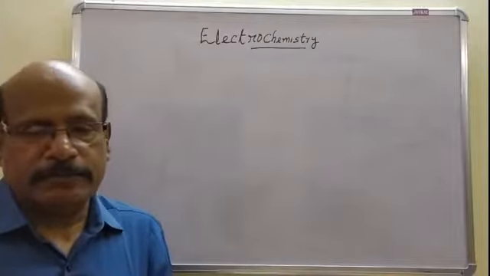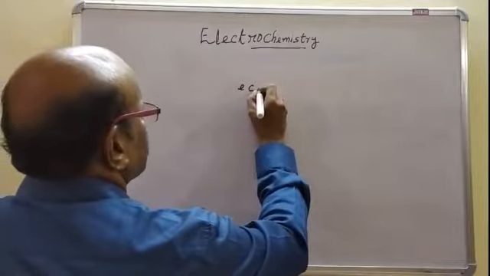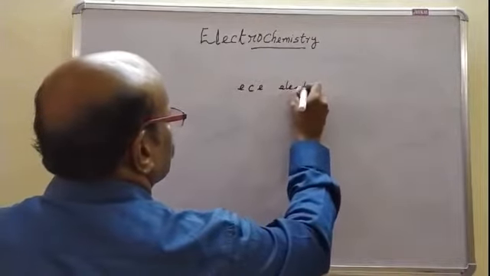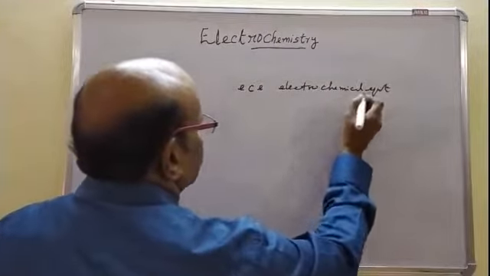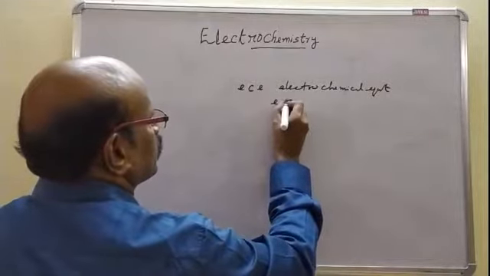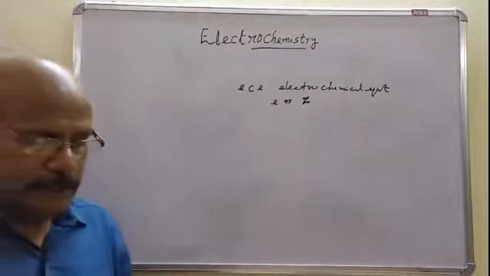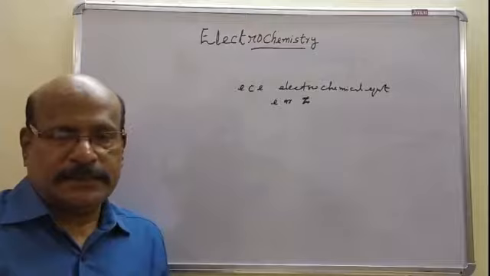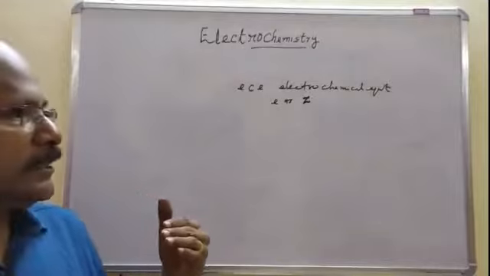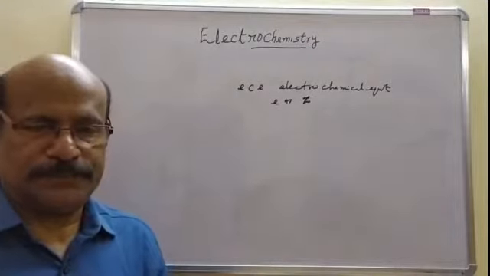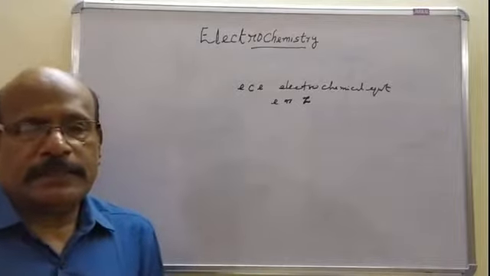ECE, a characteristic of the material, that is electrochemical equivalent, ECE, represented by either E or Z. That is a common term that is employed. Usually E or Z is employed for the electrochemical equivalent. That is the mass or amount of the material that is decomposed or deposited by the action of 1 coulomb of electricity.